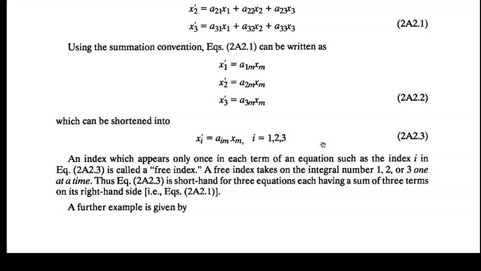So it means that if a dummy index appears, it will appear at least in one term two times. Then we will say that index is dummy. And what about the free index? It must appear in each term of the equation one time.